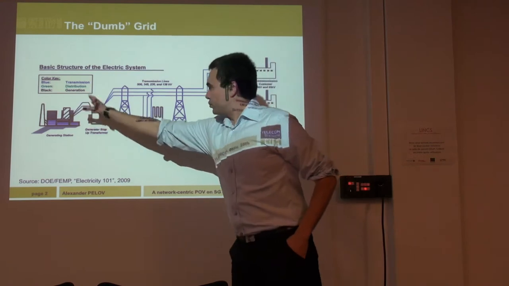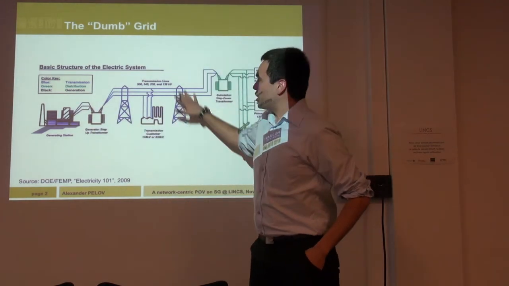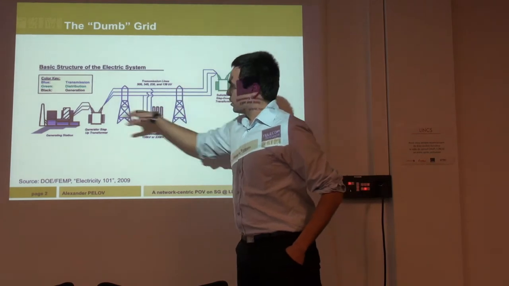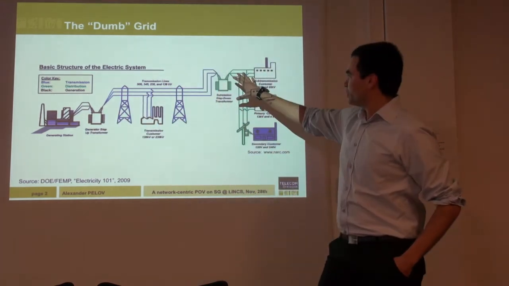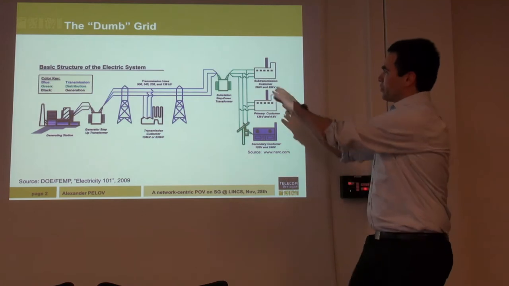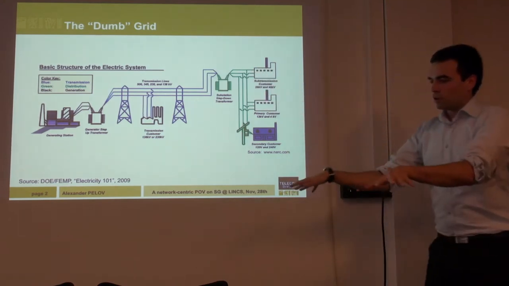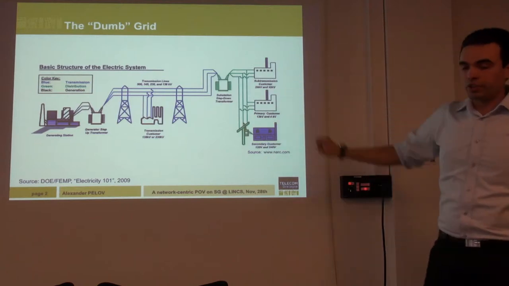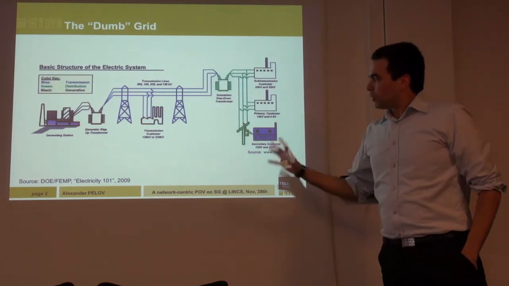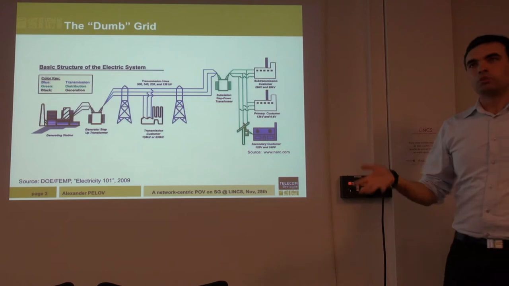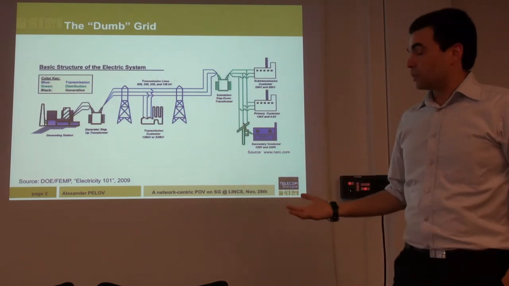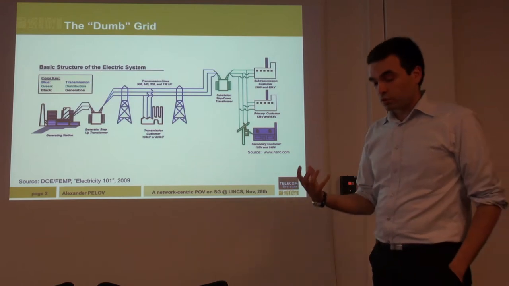So here you have huge generating powers, a meshed network that connects the power plants to the distributing system, and then a tree structure that goes into the neighborhoods and so forth to distribute the energy. So this thing works quite well. I mean, we have electricity, and at least in Europe, in the Western world, it works very well.